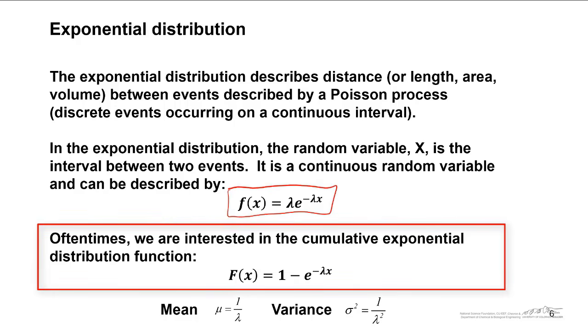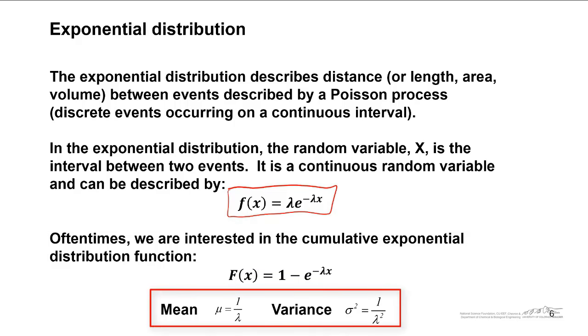Oftentimes we are interested in the cumulative exponential distribution. So if you integrated little f of x, you would get capital F of x down here, 1 minus e to the negative lambda x. The mean of the exponential distribution is 1 over lambda, and the variance is 1 over lambda squared.